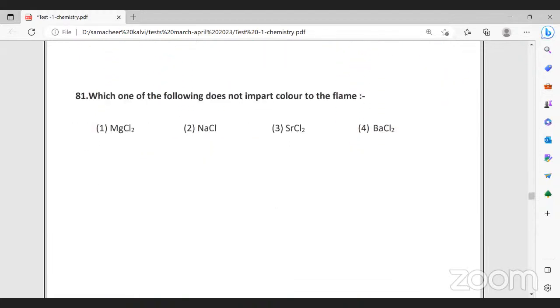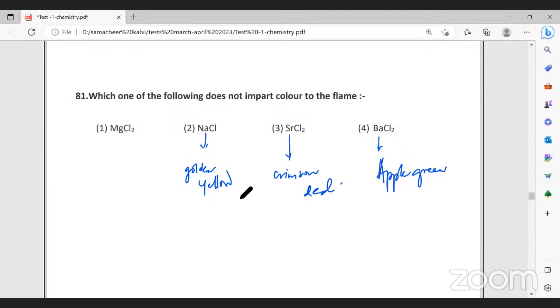The next question: which one of the following does not impart color to the flame? Now, sodium chloride gives a golden yellow flame. Metals give color to the flame. Sodium gives golden yellow, barium gives apple green, and strontium gives, I think, crimson red color. Magnesium will not give any color.